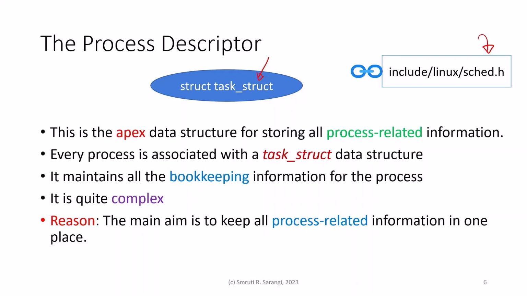So the strategy is that a lot of bookkeeping information has to be maintained, a lot of regular information has to be maintained, and a lot of relationship related information has to be maintained.